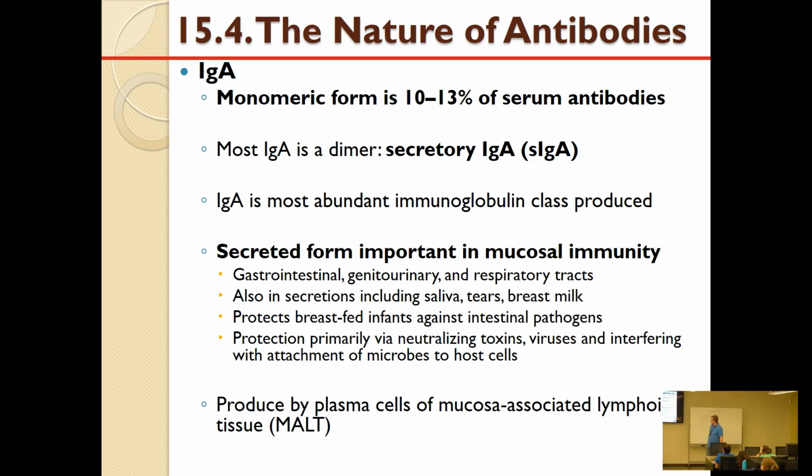Produced by plasma cells, right? All the antibodies are produced by plasma cells, but this one is telling us produced by plasma cells of mucosa-associated lymphoid tissue. Remember, those are the different neighborhoods found throughout the body. We have the skin-associated and mucosa-associated, which were the two biggest ones we looked at. So the plasma cells found in the mucosa are the ones producing IgA, and that just makes sense.